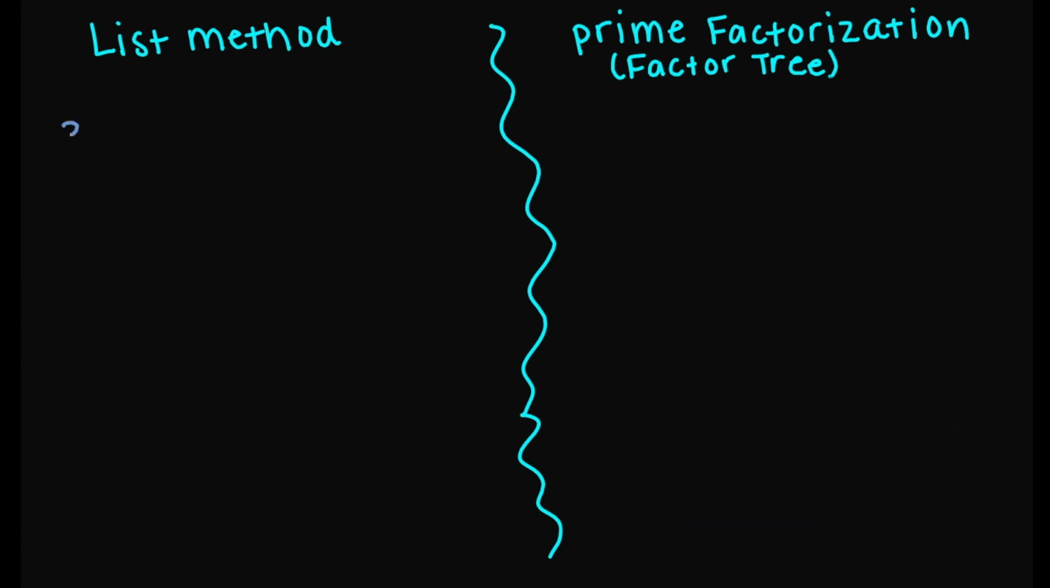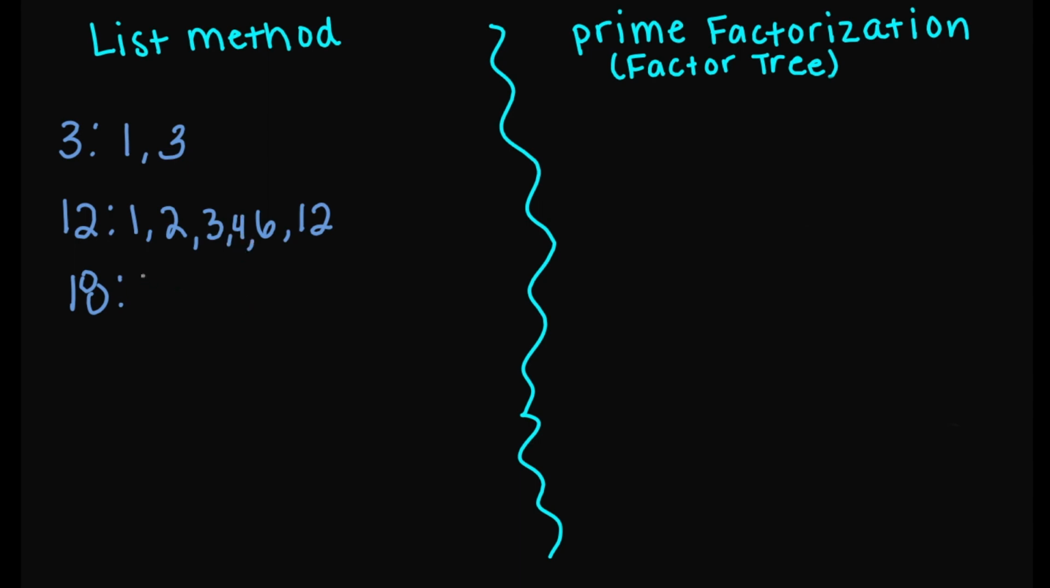So let's try one more. We have 3, 12, and 18. Factors for 3, we have 1 and 3. That's it. 1 times 3 is 3. And then for 12, we have 1 times 12. We have 2 times 6. And then you have 3 times 4. That's also going to give us 12.